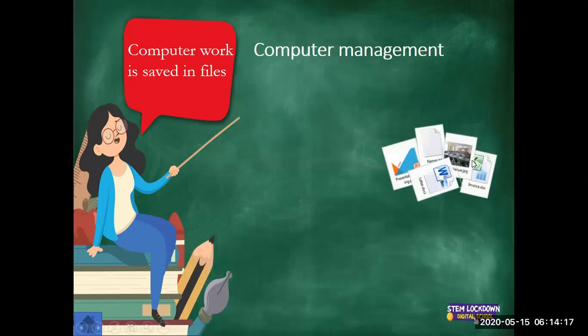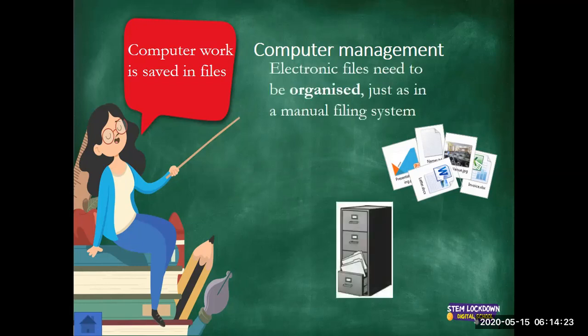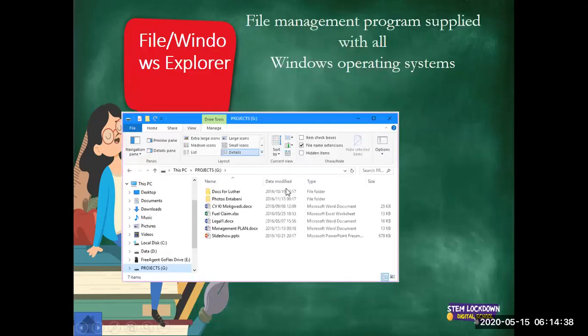Then I'm going to talk more about files. Computer work is saved in a file. We know that electronic files need to be organized just as in a manual file system. This is an example of a manual file system, and this is an example of a computerized file system here. So the same way we store manually, we can do that on the computer.